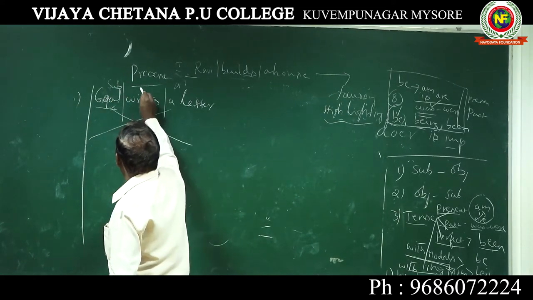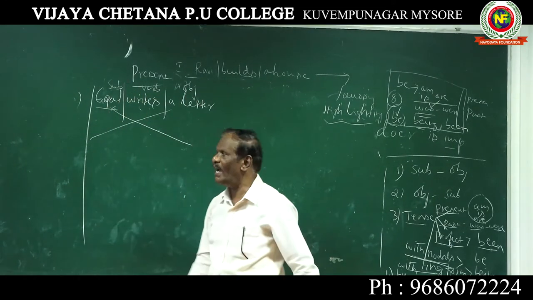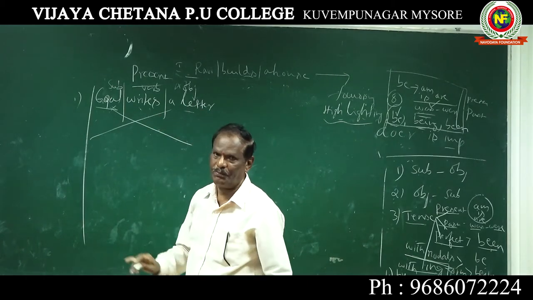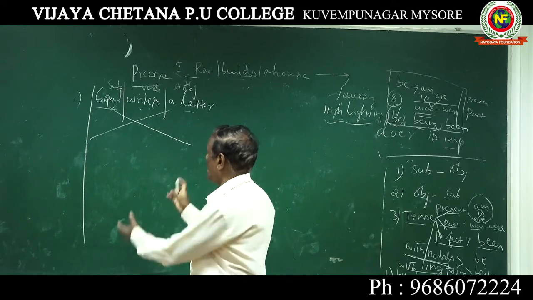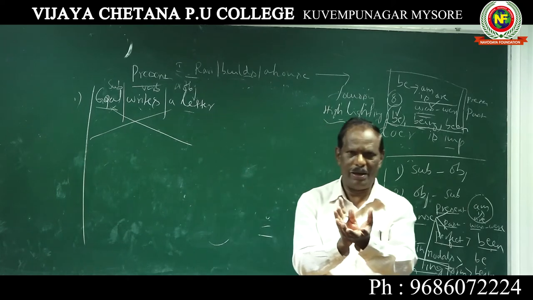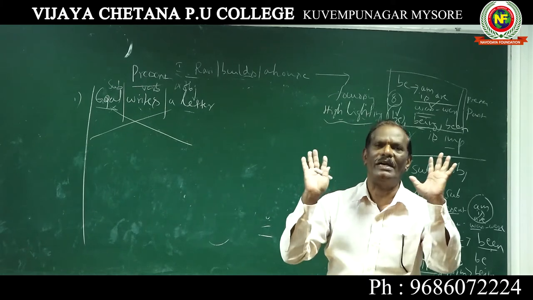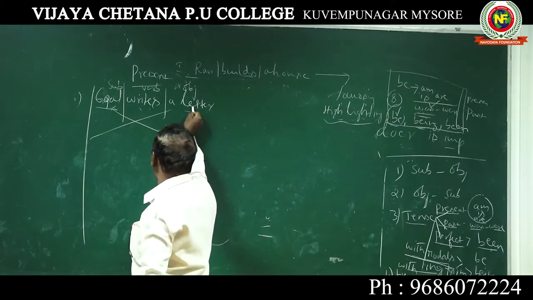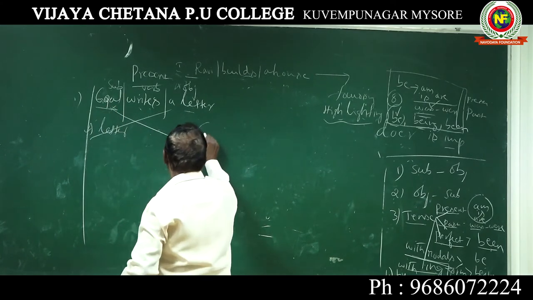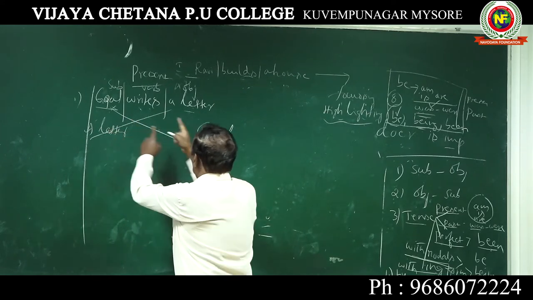Subject, this is verb, this is object. Gopal is the subject, writes is the action verb. Letter is the object. Let us focus on the action, not the doer. Here the doer Gopal is not important. What is done, what he does is important. So I will read this sentence. Object becomes subject, letter. Subject becomes object. Object becomes subject. Subject becomes object.